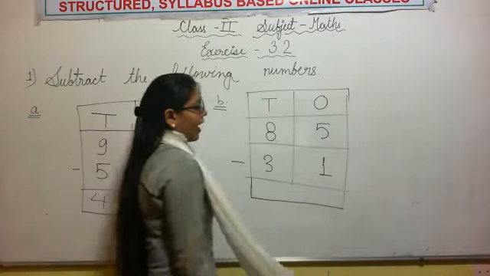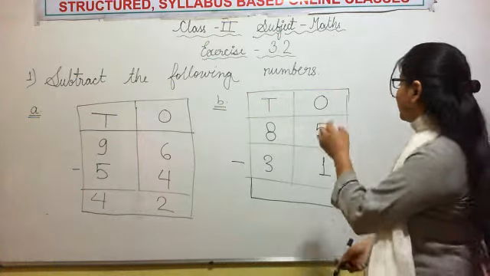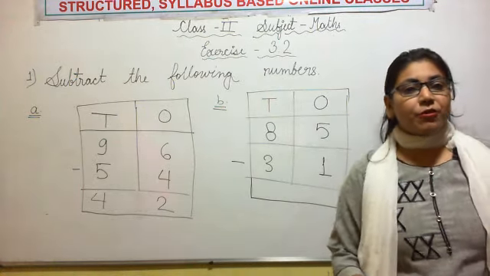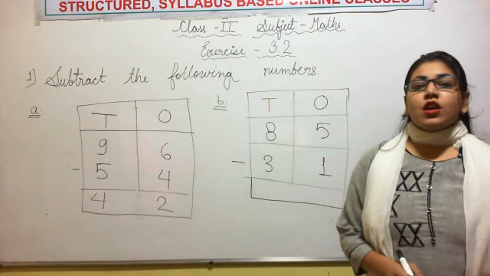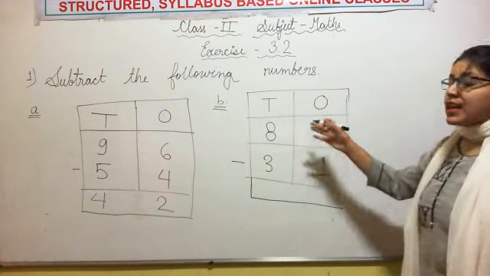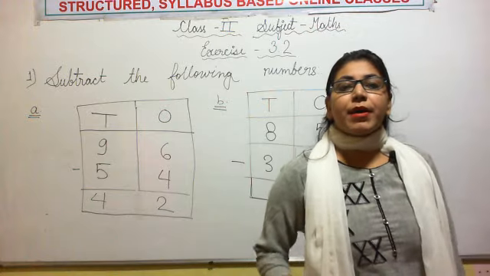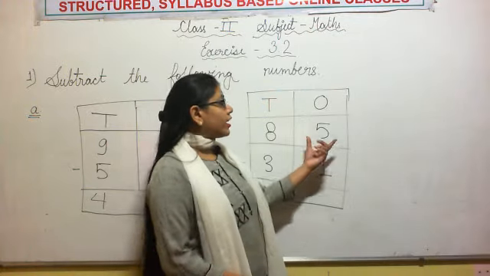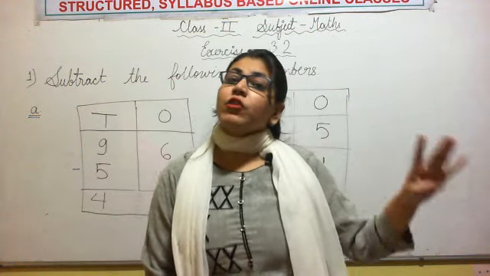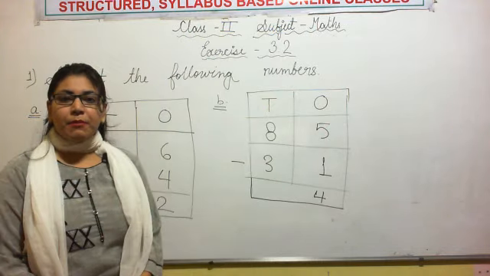Now 5 minus 1. Minus 1 is there. So remember the subtraction fact or subtraction property. Whenever 1 is subtracted from any number, the result, or the difference, is the previous number. So what is the previous number of 5? 4. So we will write the number 4.